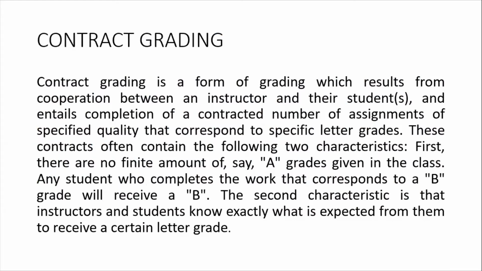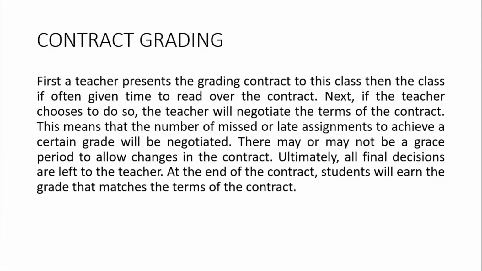We also have contract grading. Contract grading is a form of grading which results from cooperation between an instructor and their students, and it entails completion of a contracted number of assignments of specified quality that correspond to specific letter grades. These contracts often contain the following two characteristics. First, there is no finite amount of A grades given in the class. Any student who completes the work that corresponds to a B grade will be given a B. The second characteristic is that instructors and students know exactly what is expected from them to receive a certain letter grade. I have here an example.